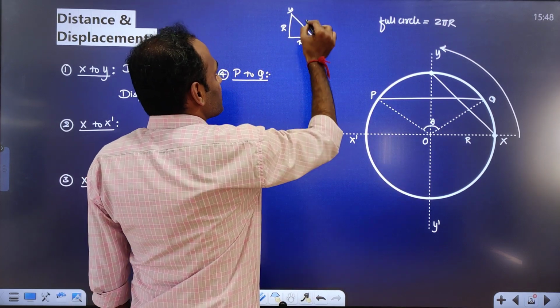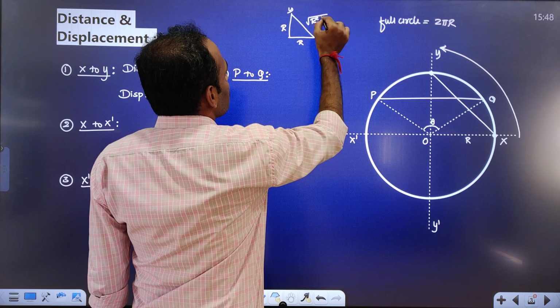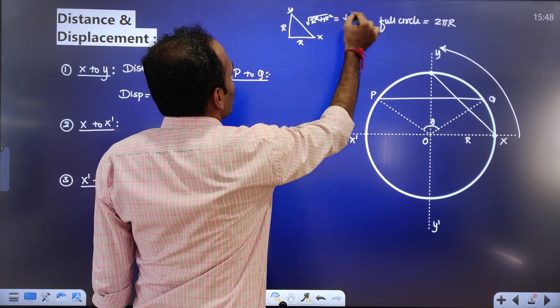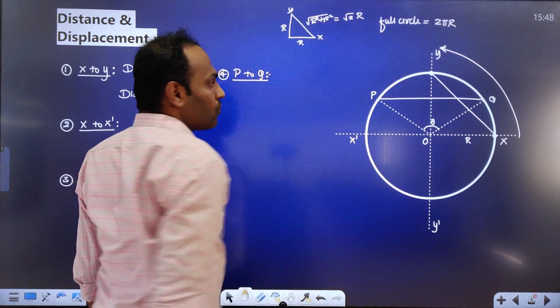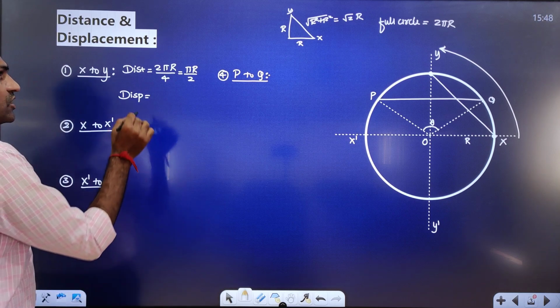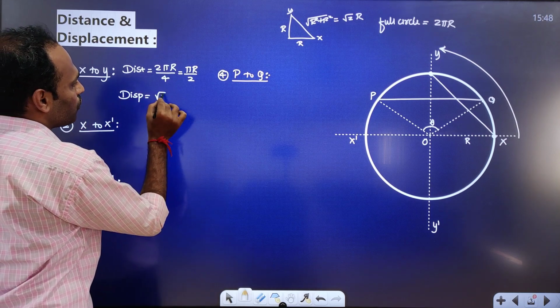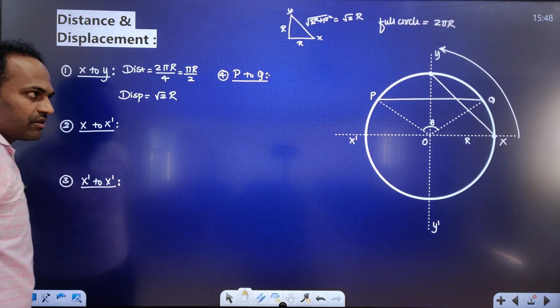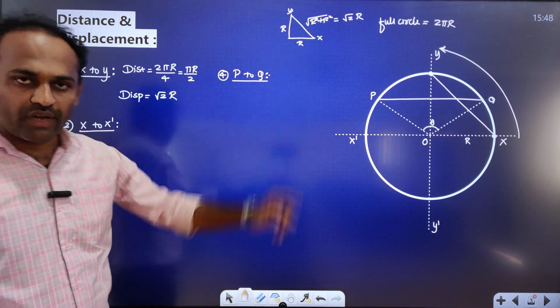So if we apply the Pythagoras theorem, this will be root of r square plus r square, that will be equal to root 2 r. So displacement will be equal to root 2 r. This much will be the displacement. For which journey? For the journey X to Y.